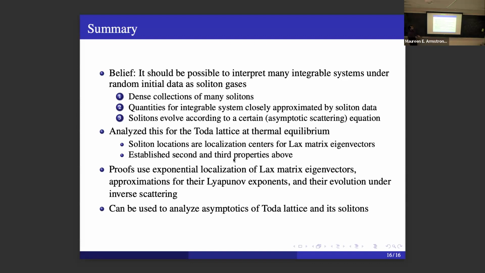Okay, and the proofs, I didn't get to use them much, but they use ideas from random tridiagonal matrix theory, in particular exponential localization of Lax matrix eigenvectors, and I didn't quite get to this, but you have to actually not only know that they're localized, but understand their rate of localization, which is expressed through a quantity called the Lyapunov exponent. Okay, and you can actually use this to analyze asymptotics of the Toda lattice and its solitons. So with that, I'll thank you.